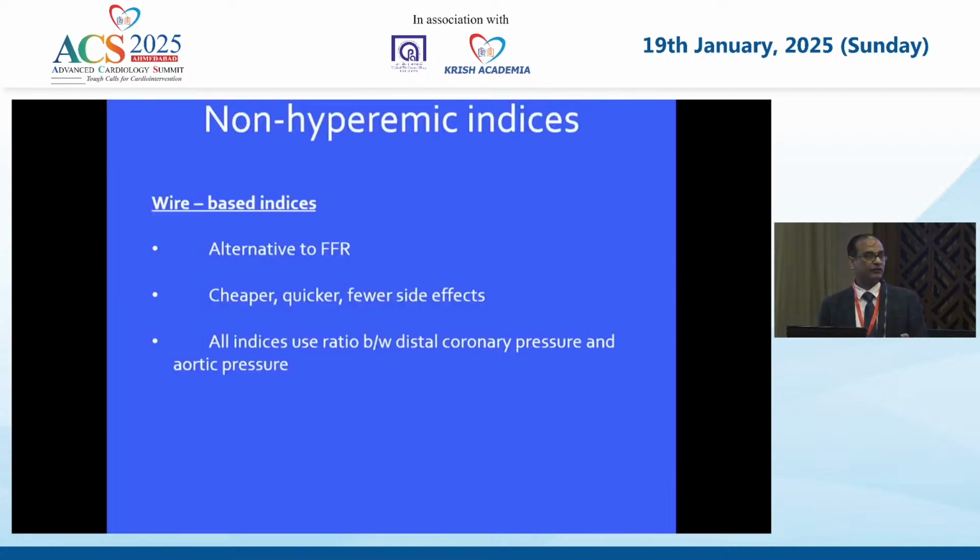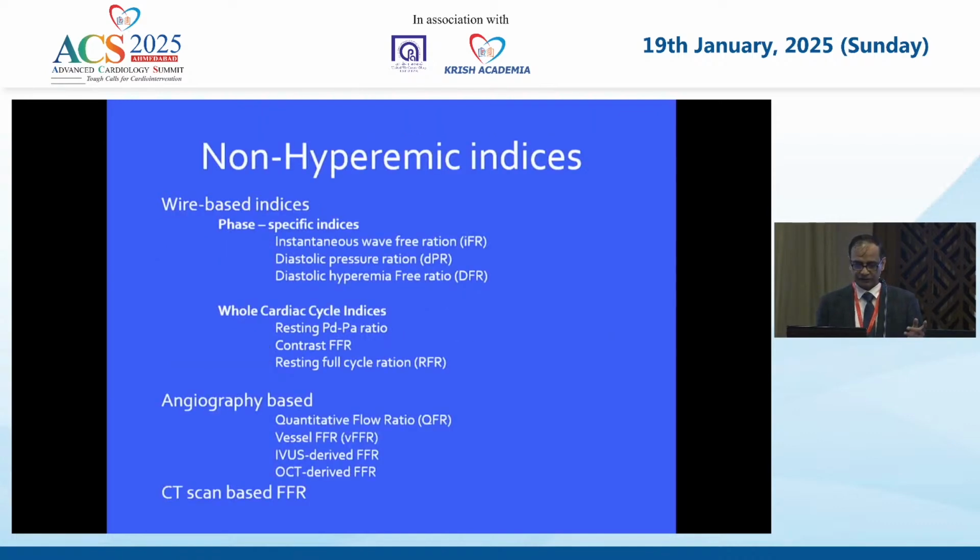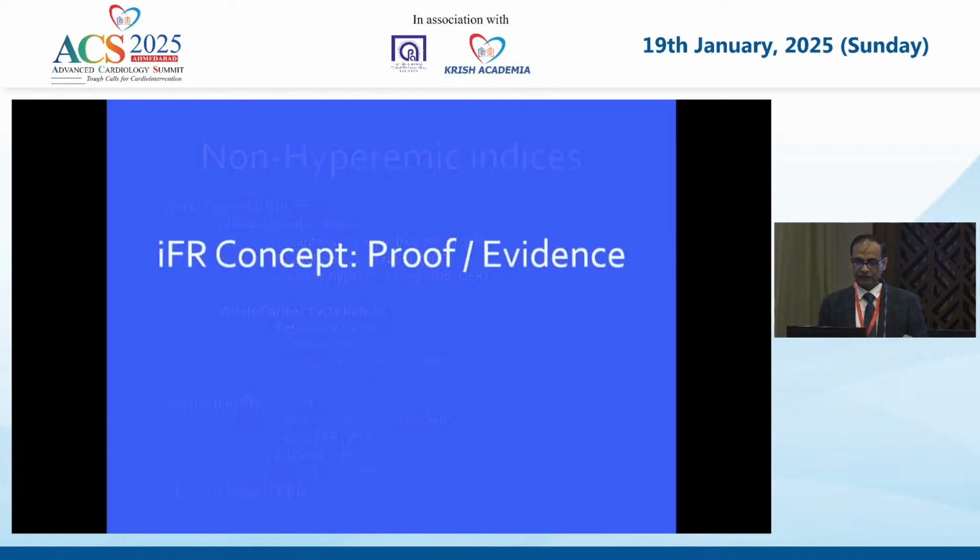These are an alternative to FFR. They are cheaper, quicker, with fewer side effects. All indices use the ratio between the distal coronary pressure and the aortic pressure. This is what we've already spoken of. There are also angiography-based and CT scan-based FFRs that we need to look at.